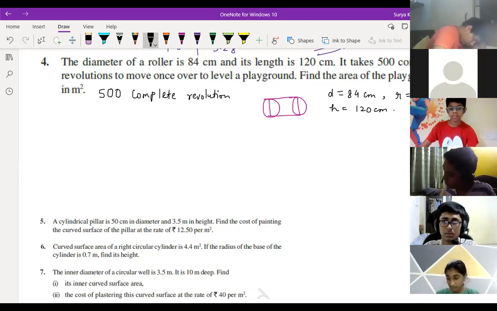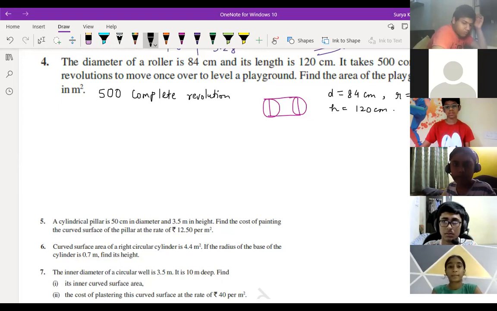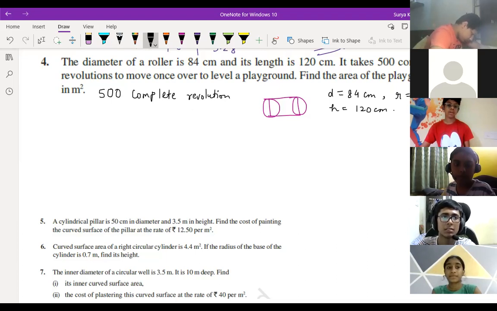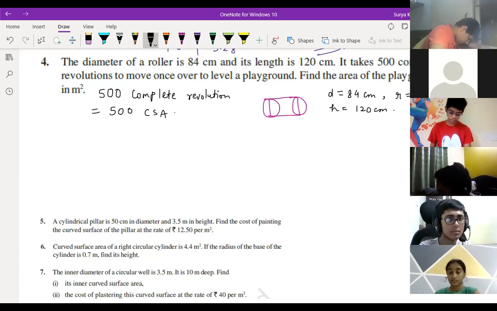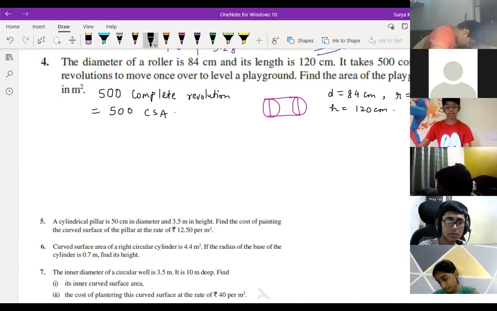If one revolution happens, it means what? One complete revolution is nothing but one CSA, the curved surface area. So I'm writing here, 500 complete revolutions is equal to 500 CSA. Is it clear to everyone or not? Is it clear, children? 500 complete revolutions means 500 CSA, 500 times moved. So here they're asking to find the area of the playground.